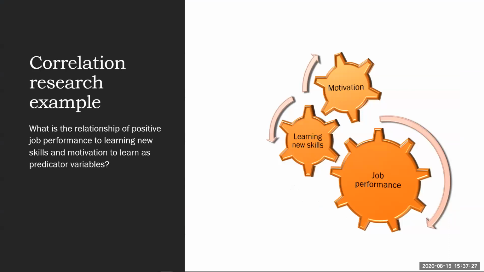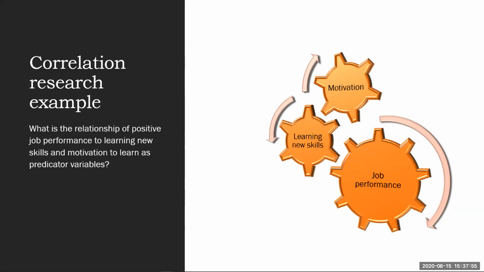So with correlational, you are often looking for relationships. So if your big outcome that you're trying to get to is job performance, what are the other variables that are involved? How much does learning new skills improve job performance? How much does motivation improve job performance? How much does motivation improve learning new skills? What are the relationships across these things that lead to increased job performance?